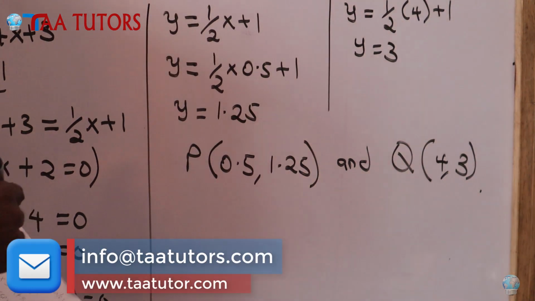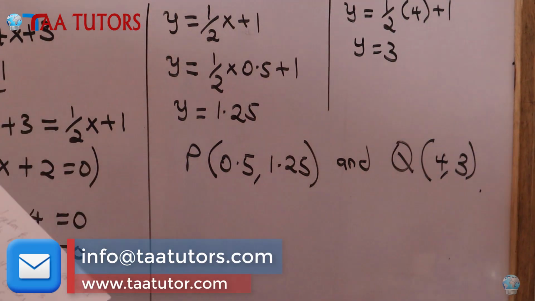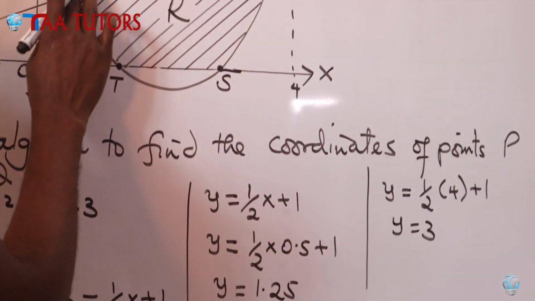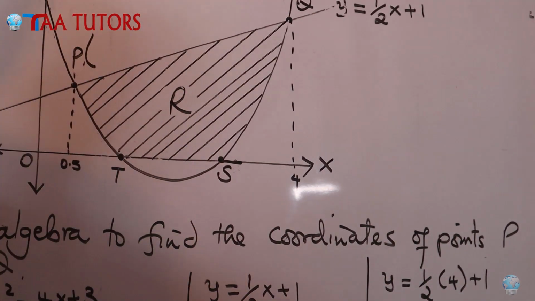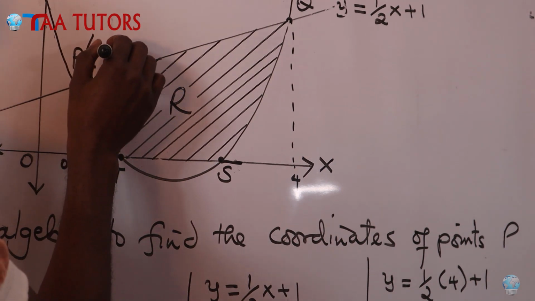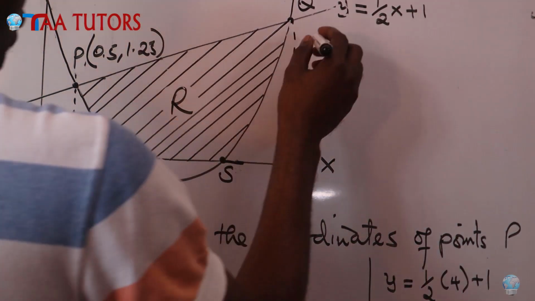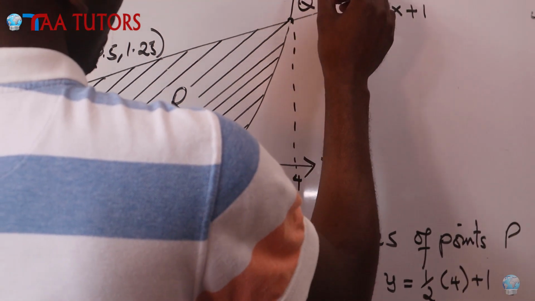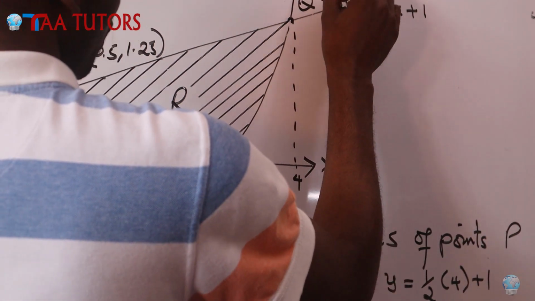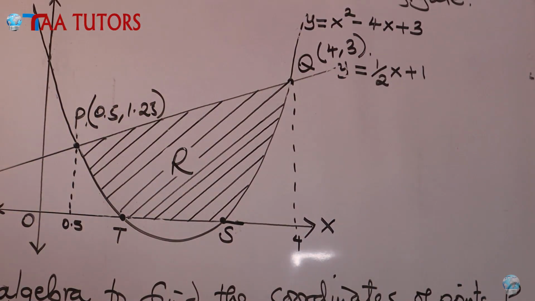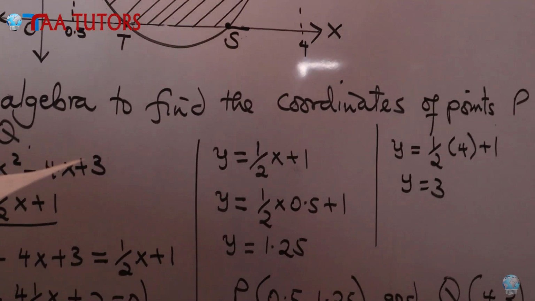So this is the first part of the question, part A. We have seen the coordinates here, let me write them. We may need the space to use. This is 0.5, 1.25, and coordinate Q here is 4, 3. So I want to clear this space and go to the second question.